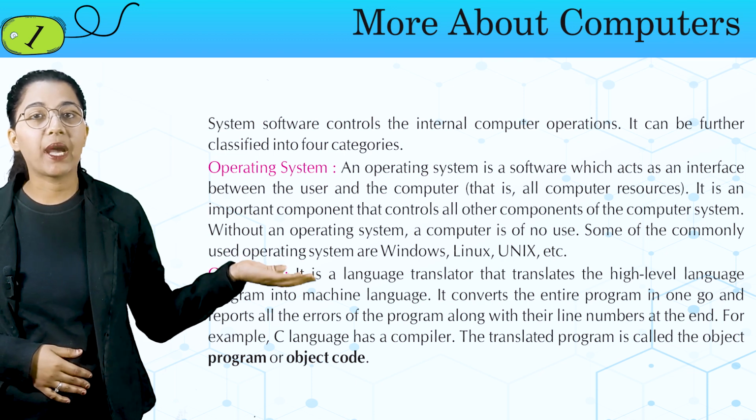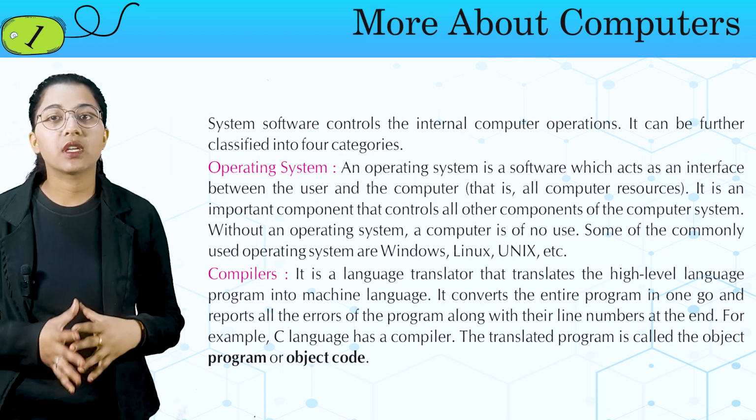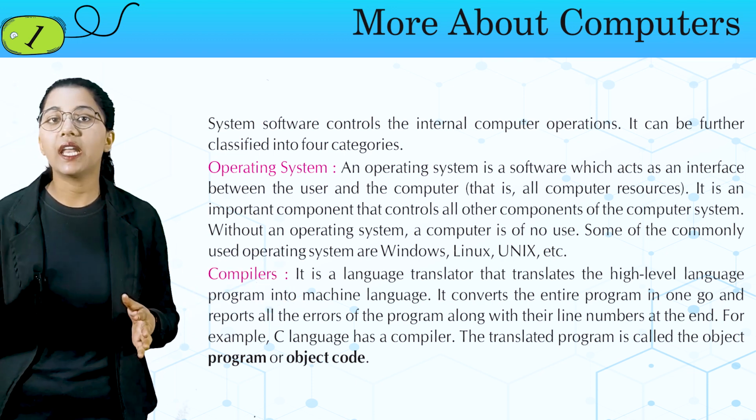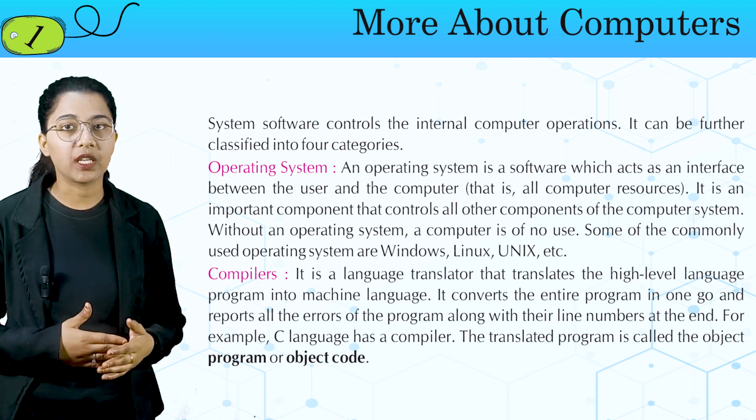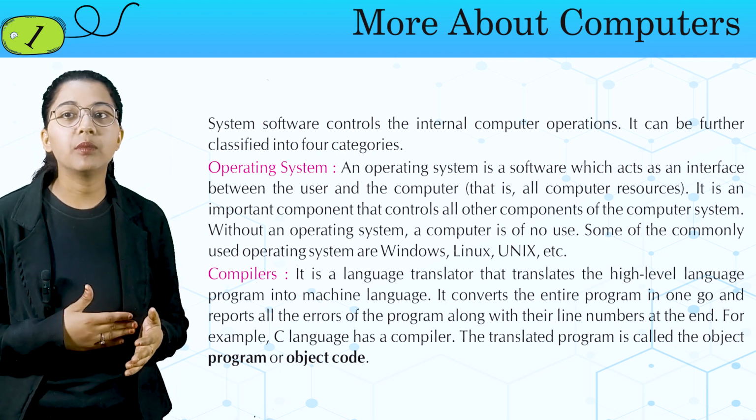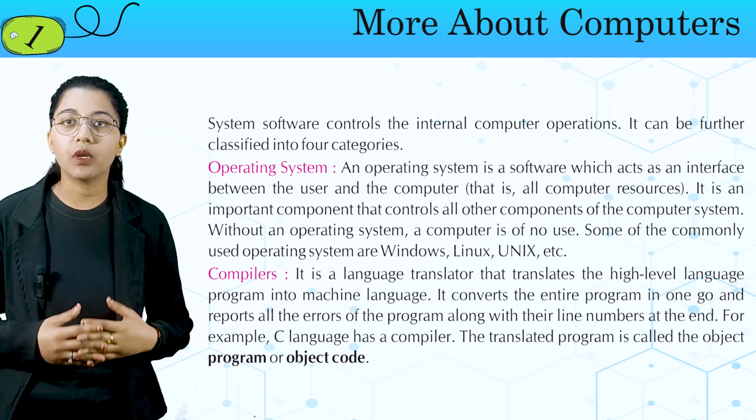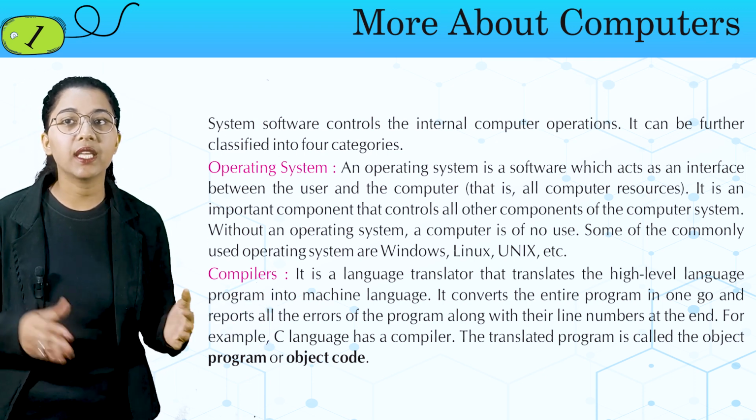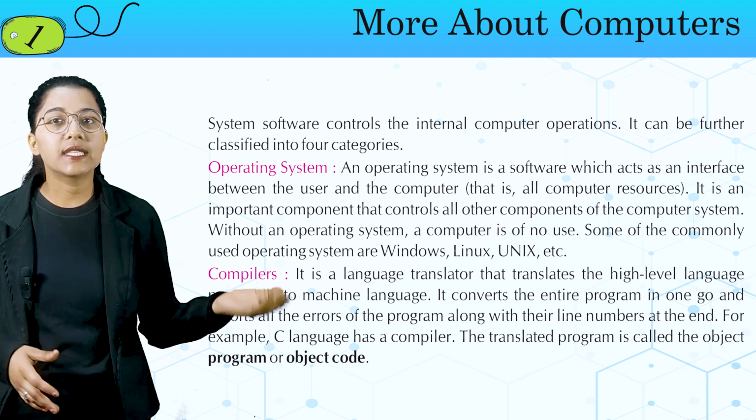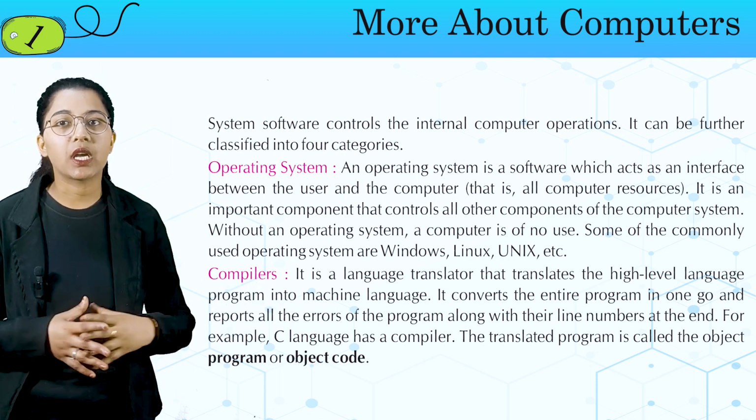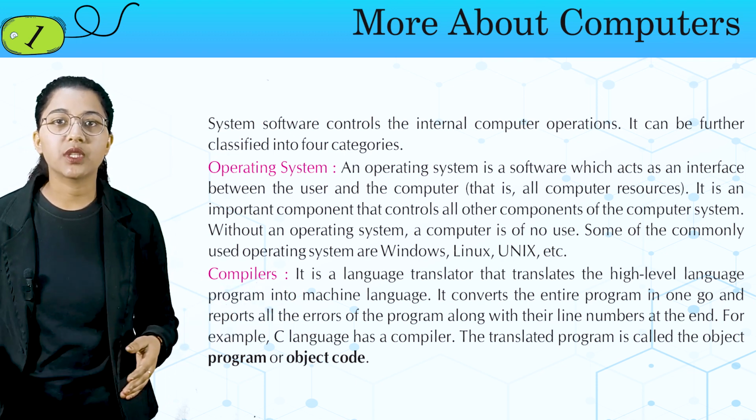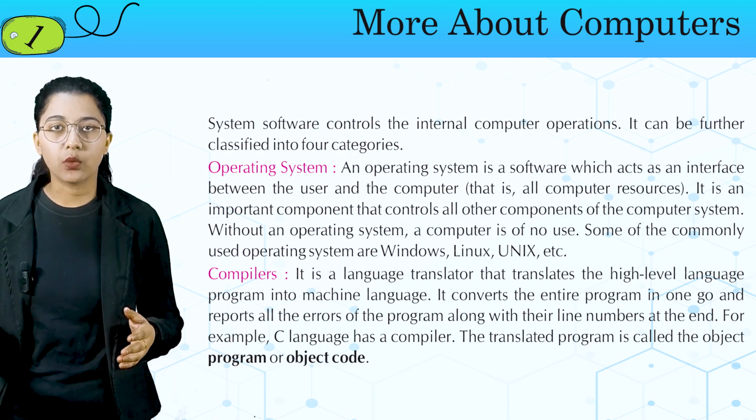Then we have compilers. It is a language translator that translates the high-level language program into machine language. It converts the entire program in one go and reports all the errors of the program along with their line number at the end. For example, C language has a compiler. The translated program is called the object program or object code.